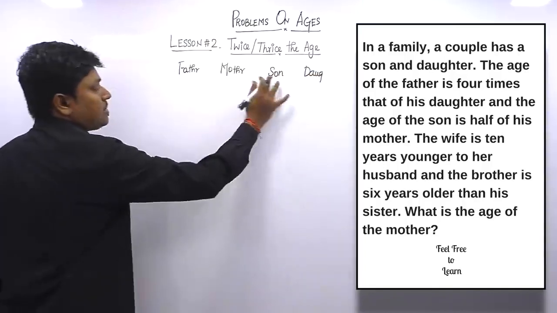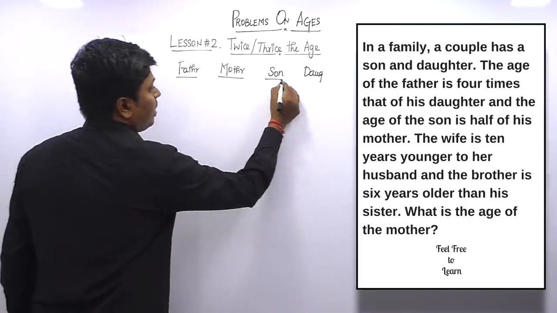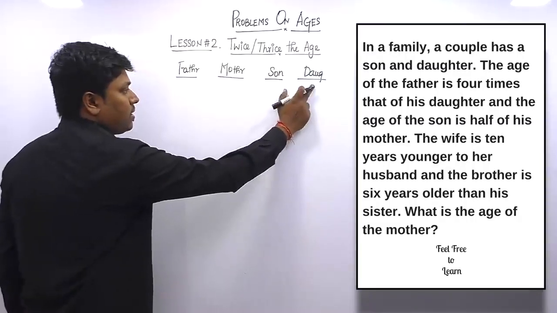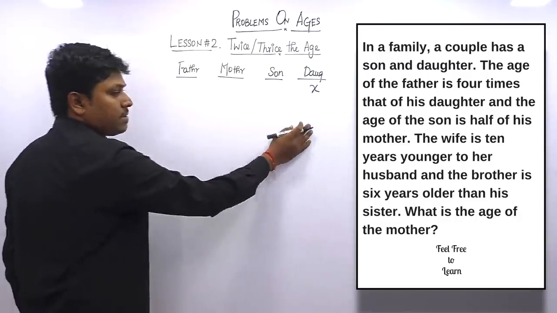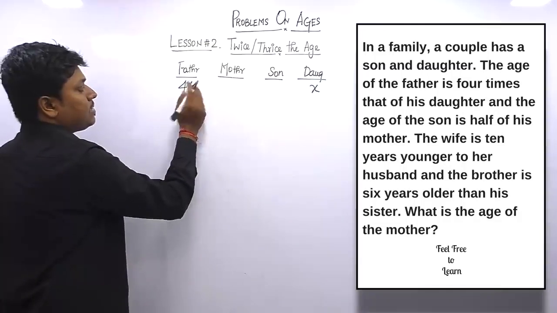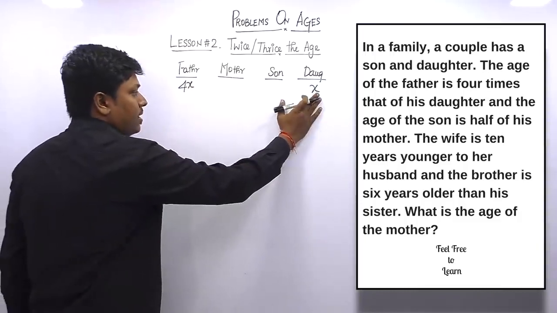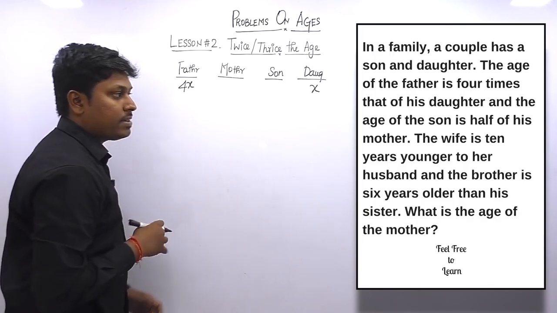So a couple has a son and a daughter. The first point: the age of the father is 4 times that of his daughter. So let me assume the daughter's age is x, then the father's age will be 4x, right? Initially assuming the daughter's age as x, the father's age will be 4x.